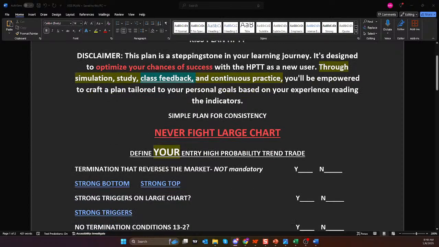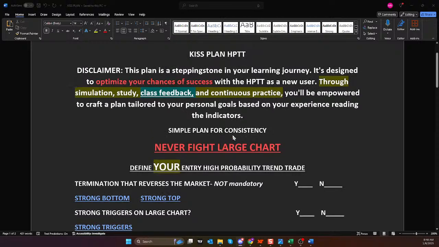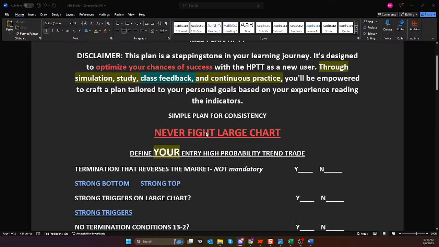So again, in the spirit of simplicity, your simple plan for consistency is simply don't fight the large chart. Don't fight the large chart triggers. If they're up, go up with them. Don't try to go down. If the large chart's in an uptrend, follow it. If the large chart's reached a termination, sit on your hands. Guys, don't fight the large chart. It is the path to financial suicide.